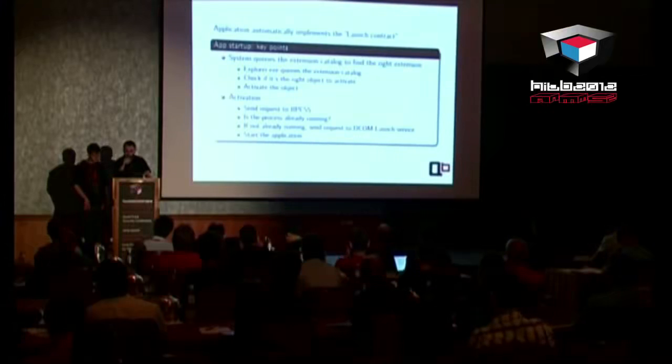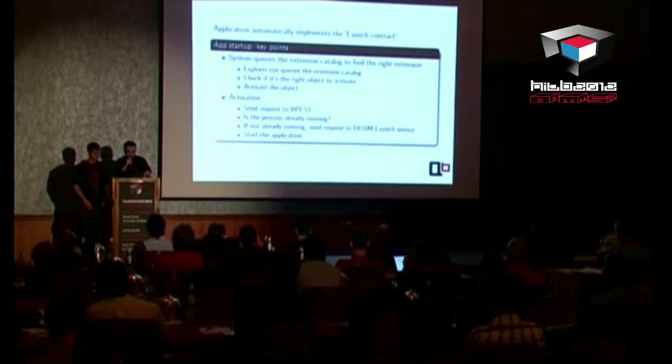So, how is an application started? At first, the system will query the extension catalog to find the right extension. So everything starts in explorer.exe. When you tap or click a tile inside the Windows 8 desktop, it is explorer.exe that is called at first. So it simply checks the extension catalog and checks if the right object can be activated.